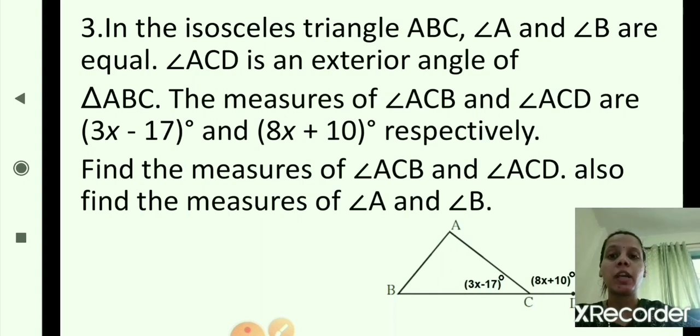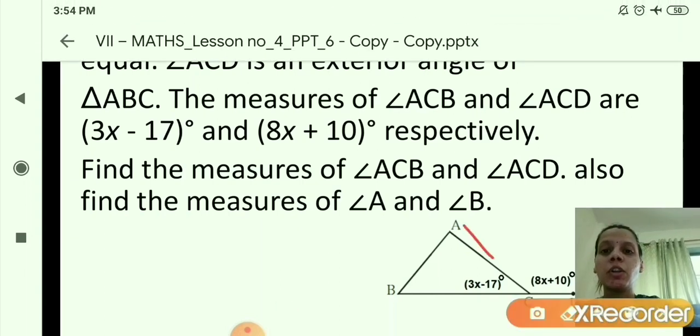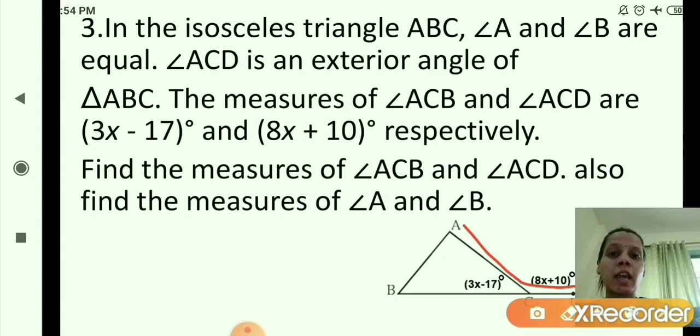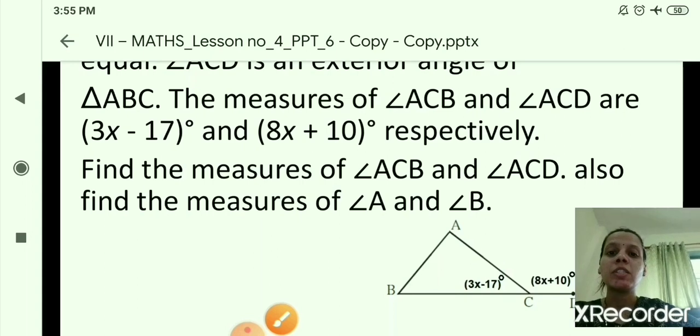So we will draw triangle ABC, an isosceles triangle ABC, and angle ACD is an exterior angle of triangle ABC. So as shown in the figure, you will draw ACD, the exterior angle of triangle ABC. Then we will write down the measures which are given, that is ACB is given as 3x minus 17 degrees and ACD is given as 8x plus 10 degrees. Correct? After drawing this figure, you will start solving.